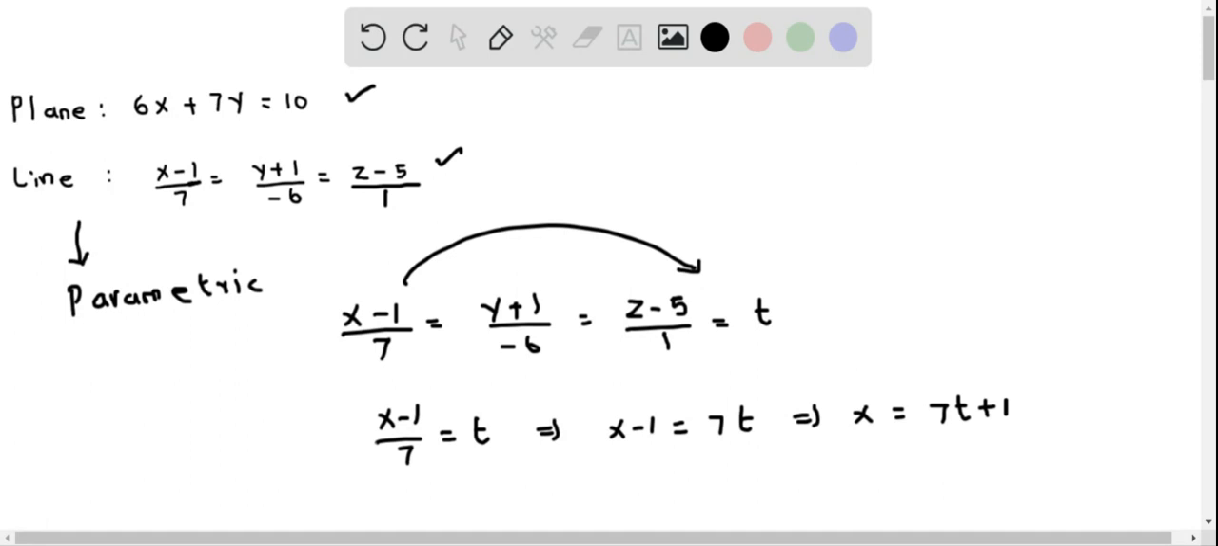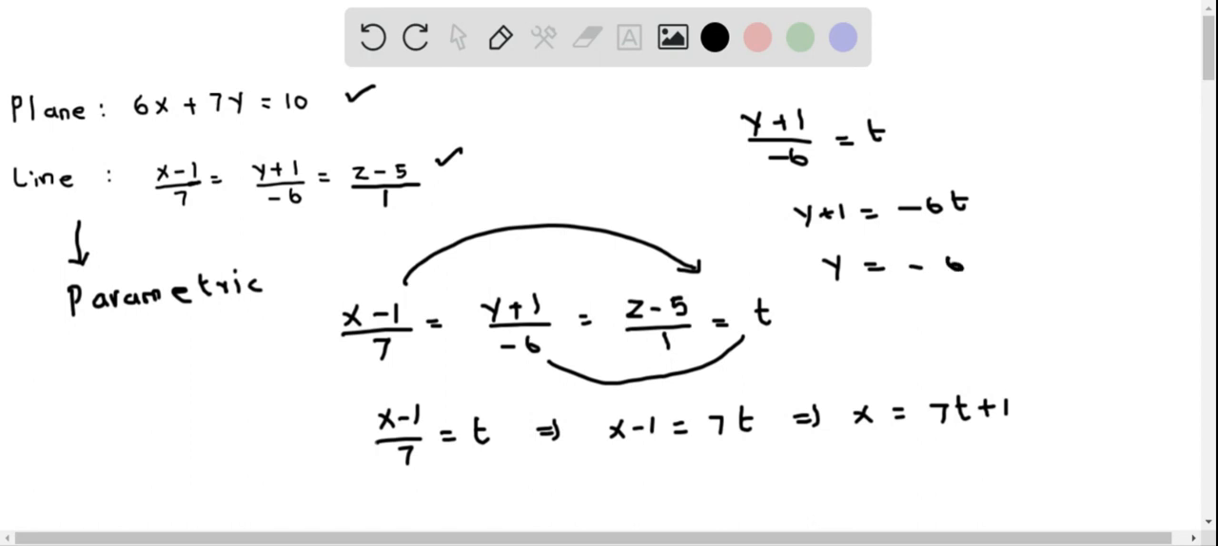And now we equate this expression to this t, so therefore we will get (y plus 1) divided by negative 6 equals t. So y plus 1 equals, multiply by negative 6, we get negative 6t, and subtract 1, we get negative 6t negative 1. So we write y equals negative 6t negative 1.